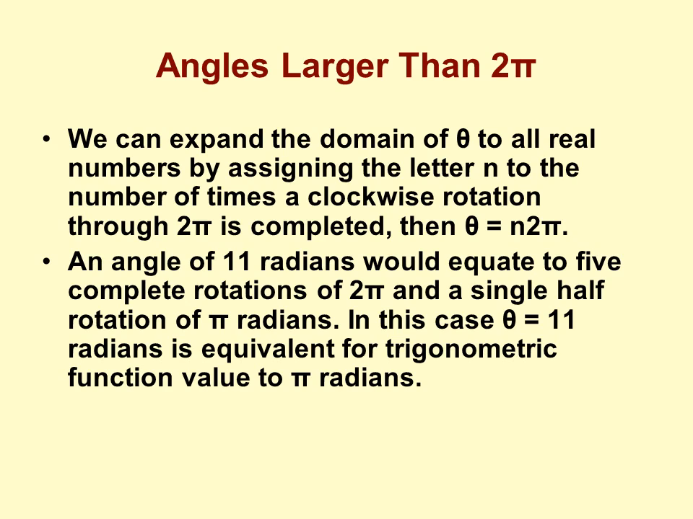For angles larger than 2 pi, by assigning the letter n, we can expand that domain of theta. So in a second revolution, we could write n times 2 pi, so it would be 2 times 2 pi, or 4 pi. 2 circles around would be 4 pi radians. 3 times around would be 6 pi. So an angle of 11 radians would equate to 5 complete rotations of 2 pi and a single half rotation of pi.